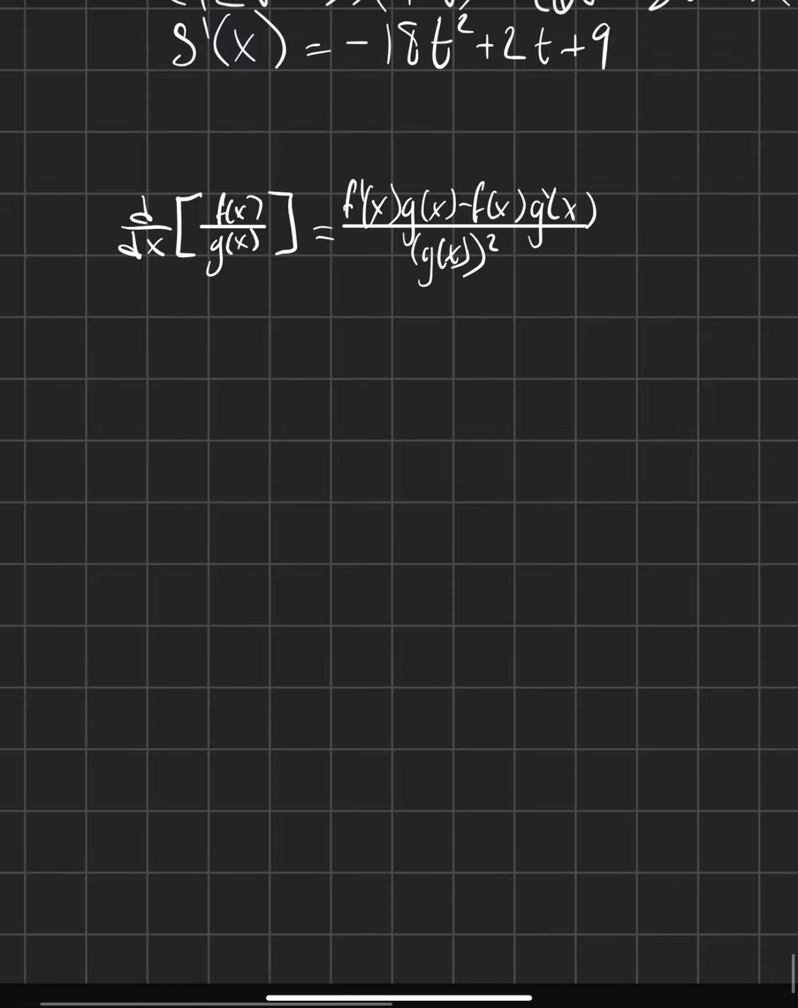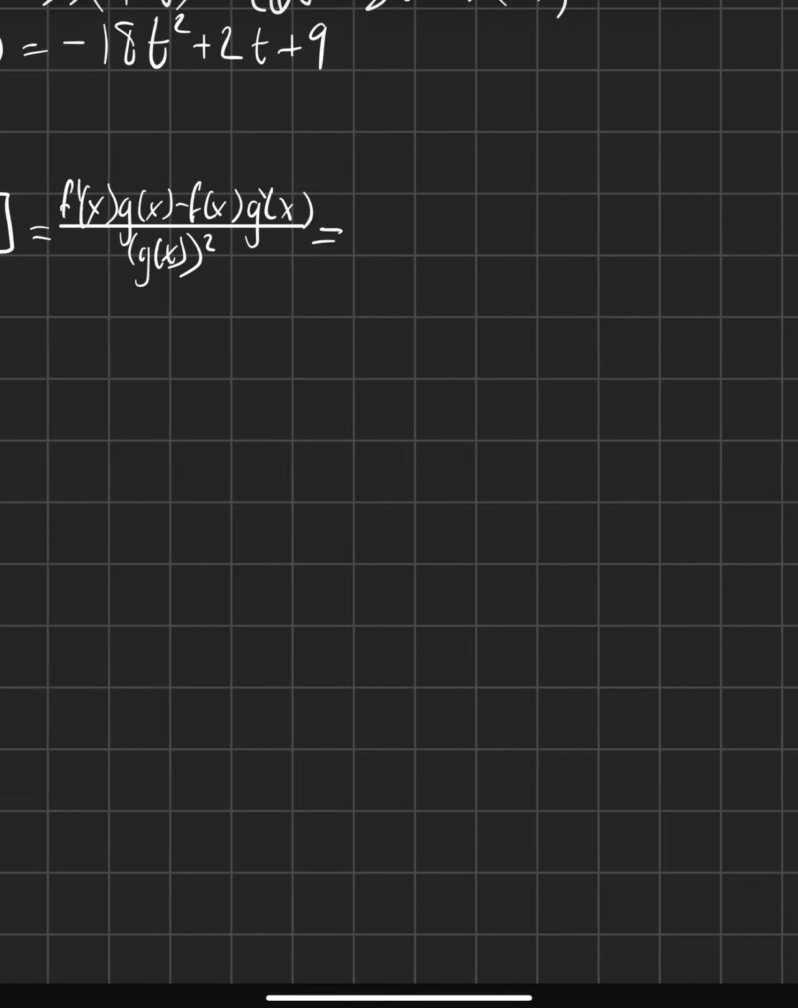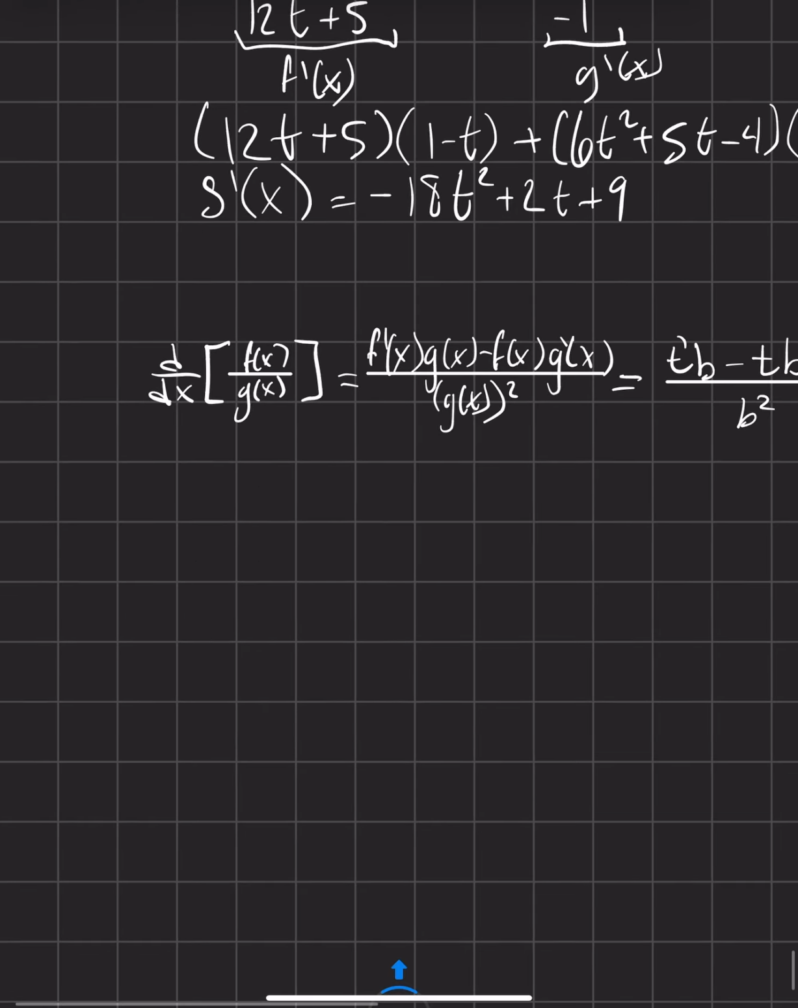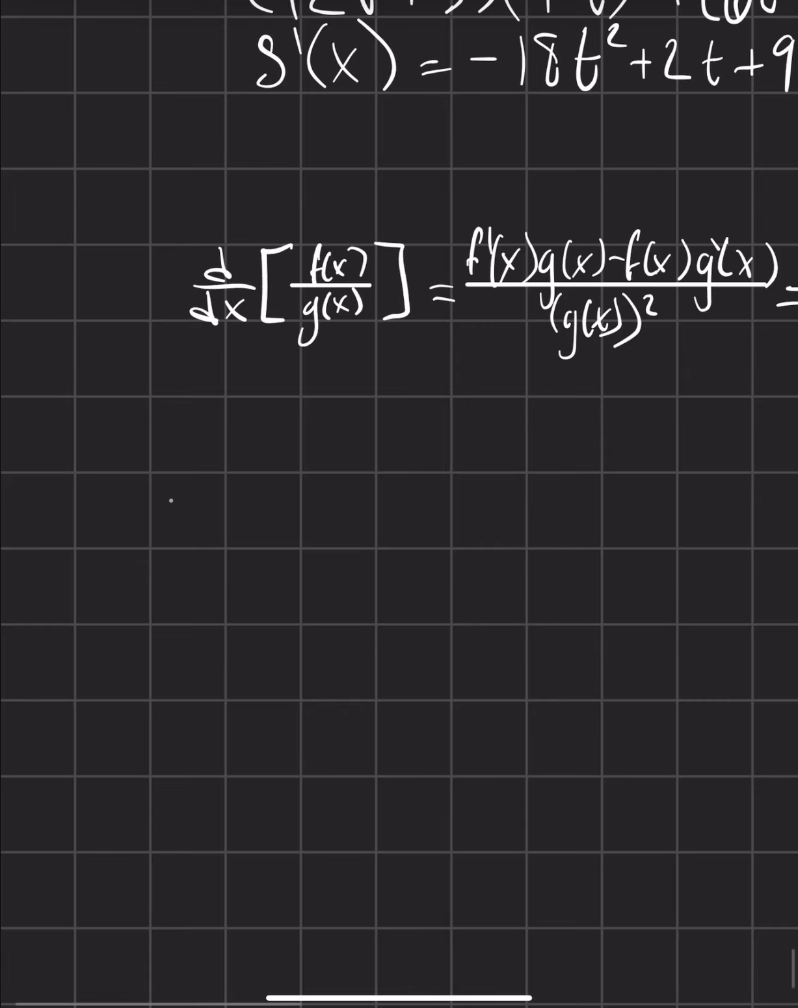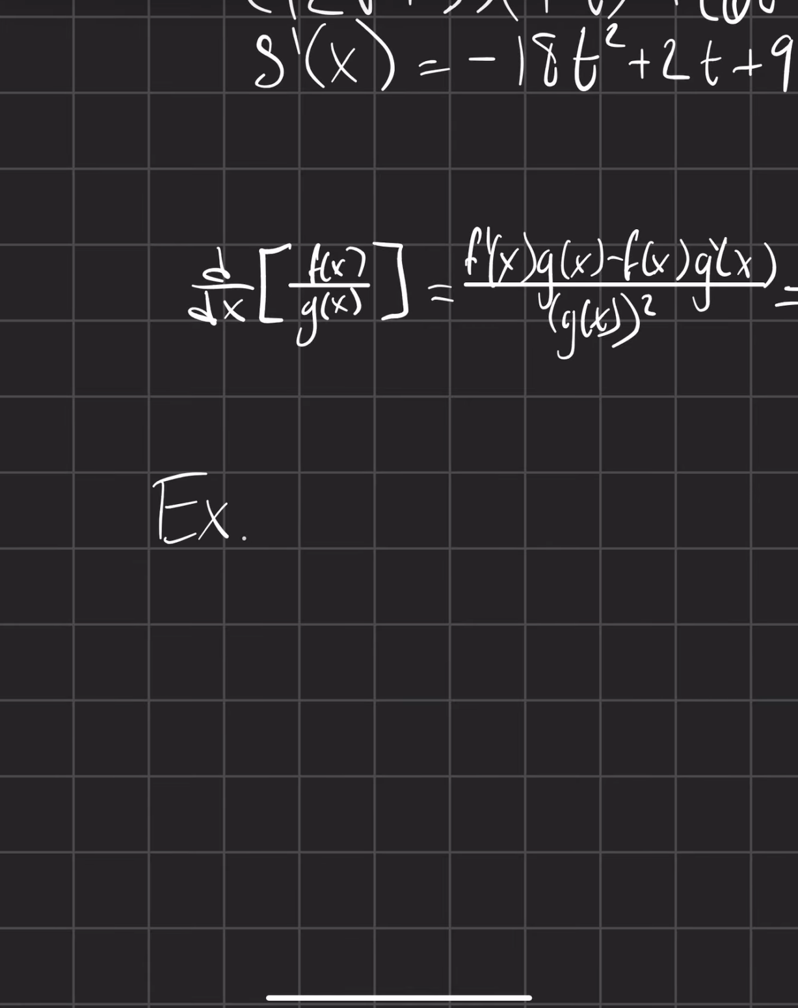So an easy way to simplify this, how I think of it, is I think of TB minus TB, and then the first one gets a derivative, and the second one gets a derivative, and then your bottom squared. And then what you've got to do here is, now let's get into some example problems. Example set 2, maybe? Who knows?